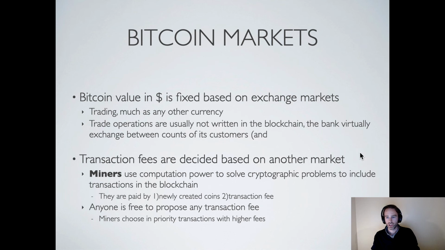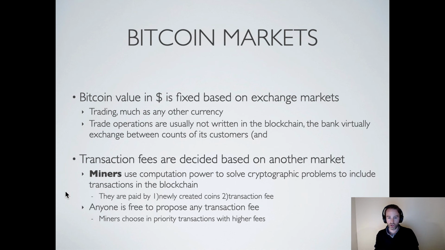So this is how the bitcoin value is fixed. There is another market, which is also interesting to study, which is the one of the transaction fees. You probably heard about miners, people who have computers that make computations, trying to solve cryptographic problems to include new transactions in the blockchain. They are the people who make the blockchain work. They give their computational power to make the system work, and they are paid to do that. They are paid by new coins that are created, and also by transaction fees.